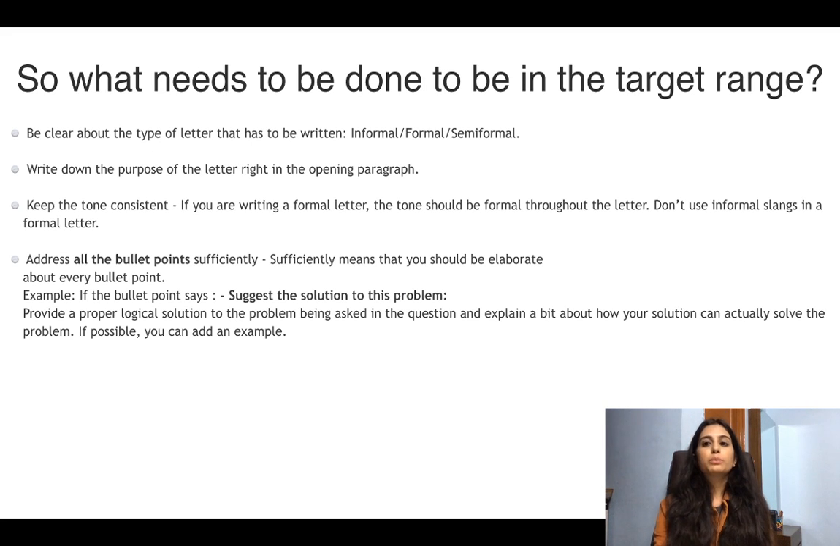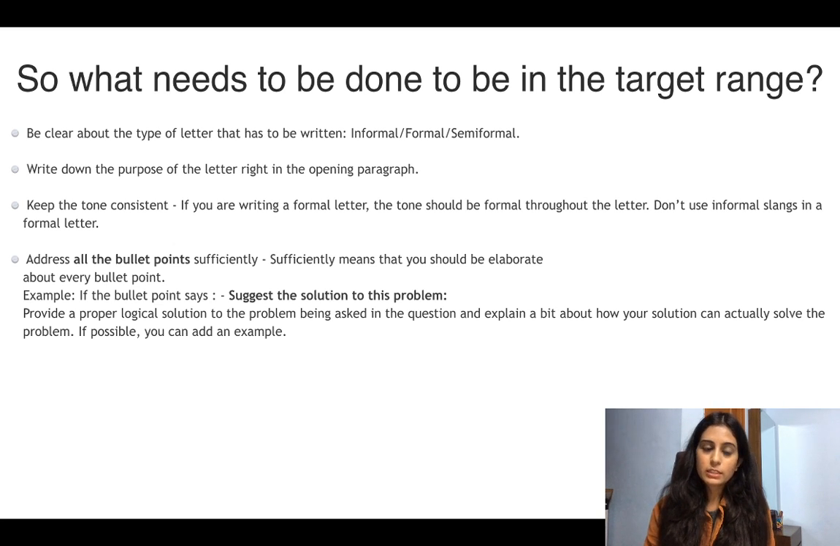So what needs to be done to be in the target range? How do we score a 7 band or more? So we need to be clear about the type of letter that we are going to write, and for that it's important that you know the difference between all the 3 types of letters, which we have already discussed. So in case if somebody has any sort of confusion, I would request you to watch the previous live session. Number 2, write down the purpose of the letter right in the opening paragraph. You have to make it very clear to the reader what they're going to read and why you're writing the letter to them. So that should be clearly stated right in the beginning or right in the very first paragraph.